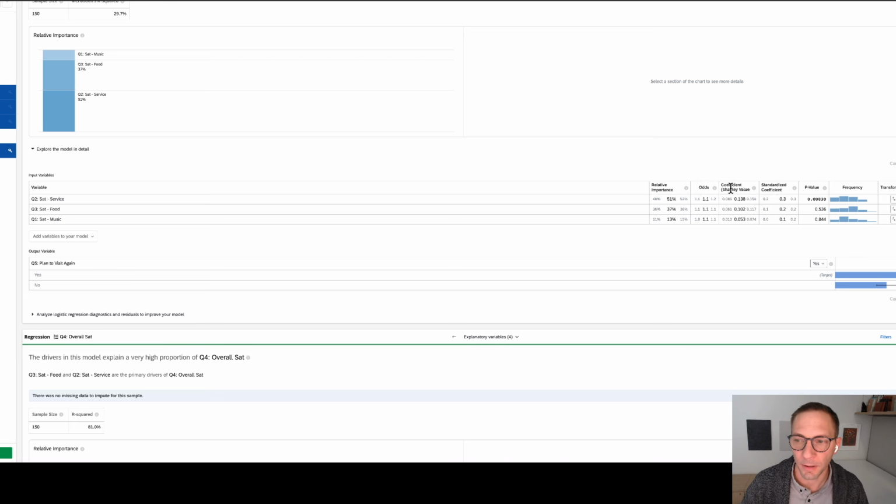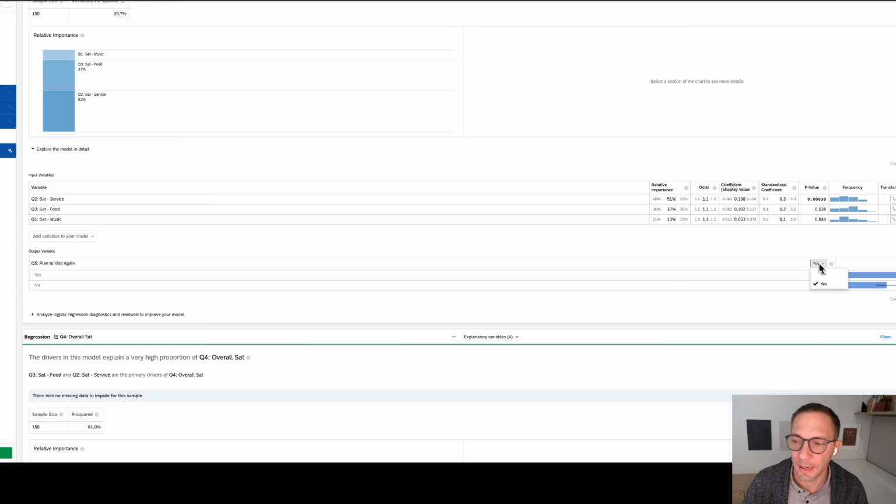And what the betas are going to say is, okay, as your predictor goes up, what's it going to do to the likelihood of the target occurring? So in this case, our target is yes. So this is a significant p-value. Our beta is also positive. So it means as satisfaction with service goes up by 1 point, it increases the likelihood that a yes happens, the target happens. So they would visit again.